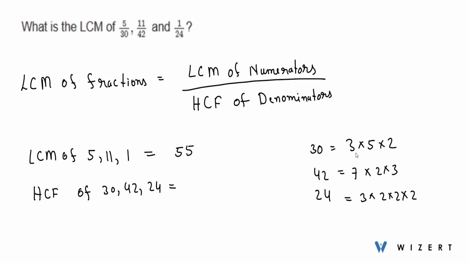As we can observe, 2 is common in all the three denominators, right? So over here we have 2, 2 and 2. So 2 is common in all the denominators, and also 3 is common in all the denominators. Okay, so our HCF will become 2 multiplied by 3, which is equal to 6.